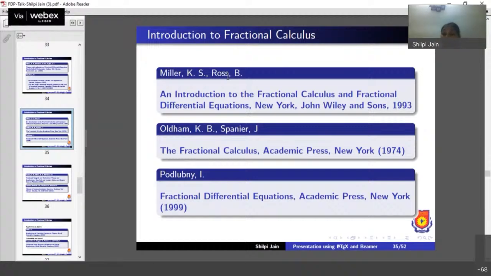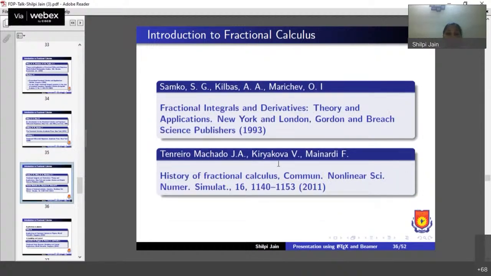Another research work published by Academic Press, New York in 1974, based on fractional calculus. This is a very important work for beginners of fractional functions. Then the next, published in 1999 by Podlubny I., Fractional Differential Equations, Academic Press, New York. Another important work, Theory and Applications, New York and London, Gordon and Breach Science Publishers in 1993, based on fractional integrals and derivatives.